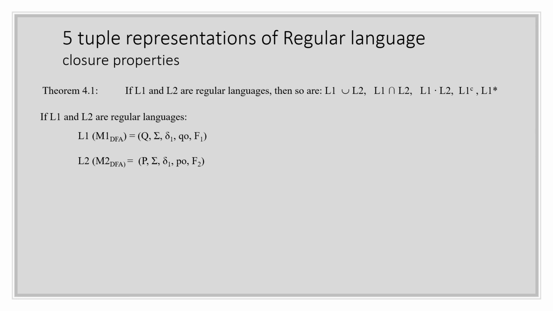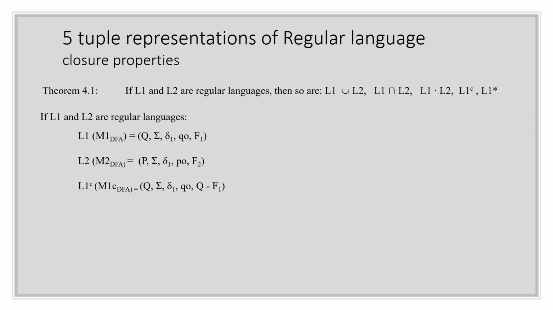So DFAs are represented by a 5-tuple, where Q is the set of states, sigma is the alphabet, this represents the transition function, this is the initial state, and this is the set of final states. But for our language 2, we're going to represent our DFA instead with the states being P, and so our initial state is going to be P0. So this is just a 5-tuple representation of two languages.